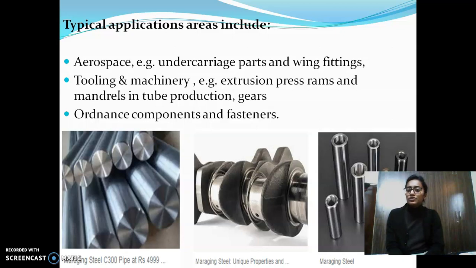So the applications of this Maraging steels are: it is used in aerospace, example undercarriage parts and wing fittings. In tooling and machinery, example extrusion press rams and mandrels in tube production, gears. And it is used in ordnance components and fasteners.